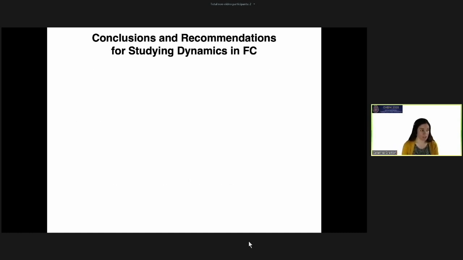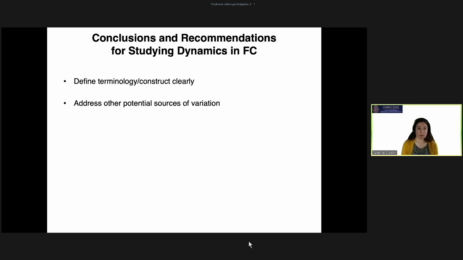So since this is an educational symposium, I thought I'd close with some conclusions and recommendations for how we might take these findings and think about them in studying dynamics within functional connectivity. The first is probably a point that others have already brought up in this symposium, which is that we should all be careful to define our terminology and our constructs clearly. Oftentimes, it may seem that we're presenting different data and talking at cross purposes, but we're just talking about slightly different constructs.